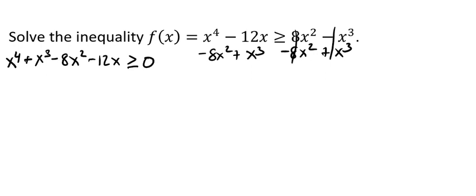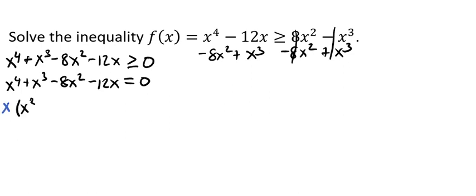Now from here, we want to try and find our boundaries, which means that we're going to take that greater than or equal to sign and replace it for the time being with an equal sign. As I look at this, I see that they all have an x in common, so I'm going to factor out an x. That leaves me with x to the third plus x squared minus 8x minus 12 equals 0.